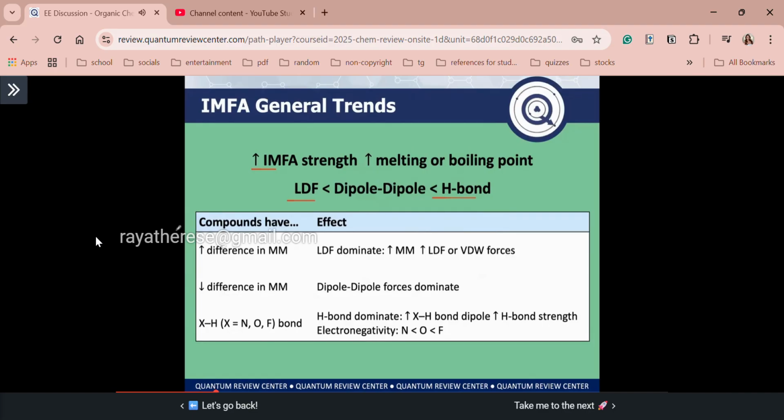Alright, so class, remember here in our table, summarize natin. If you have an increase in the difference in the molar mass of your 2 compounds, for instance, you are comparing 2 compounds, here you have London dispersion forces that will dominate our particular IMFA. So as you increase the molar mass, your LDF or van der Waals forces will also increase.